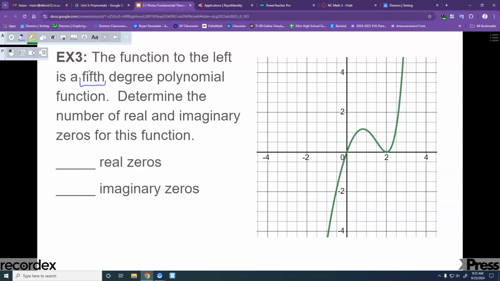Okay? If I have a 5th degree polynomial, how many complex zeros am I going to have? I've got to have 5, right? 5th degree, 5 zeros for sure. But whatever numbers you put in these blanks have to add up to 5. Okay? If you have 2 and 2 or 2 and 7, then you're wrong because those don't add up to 5. So whatever numbers you have right here have to add up to 5.